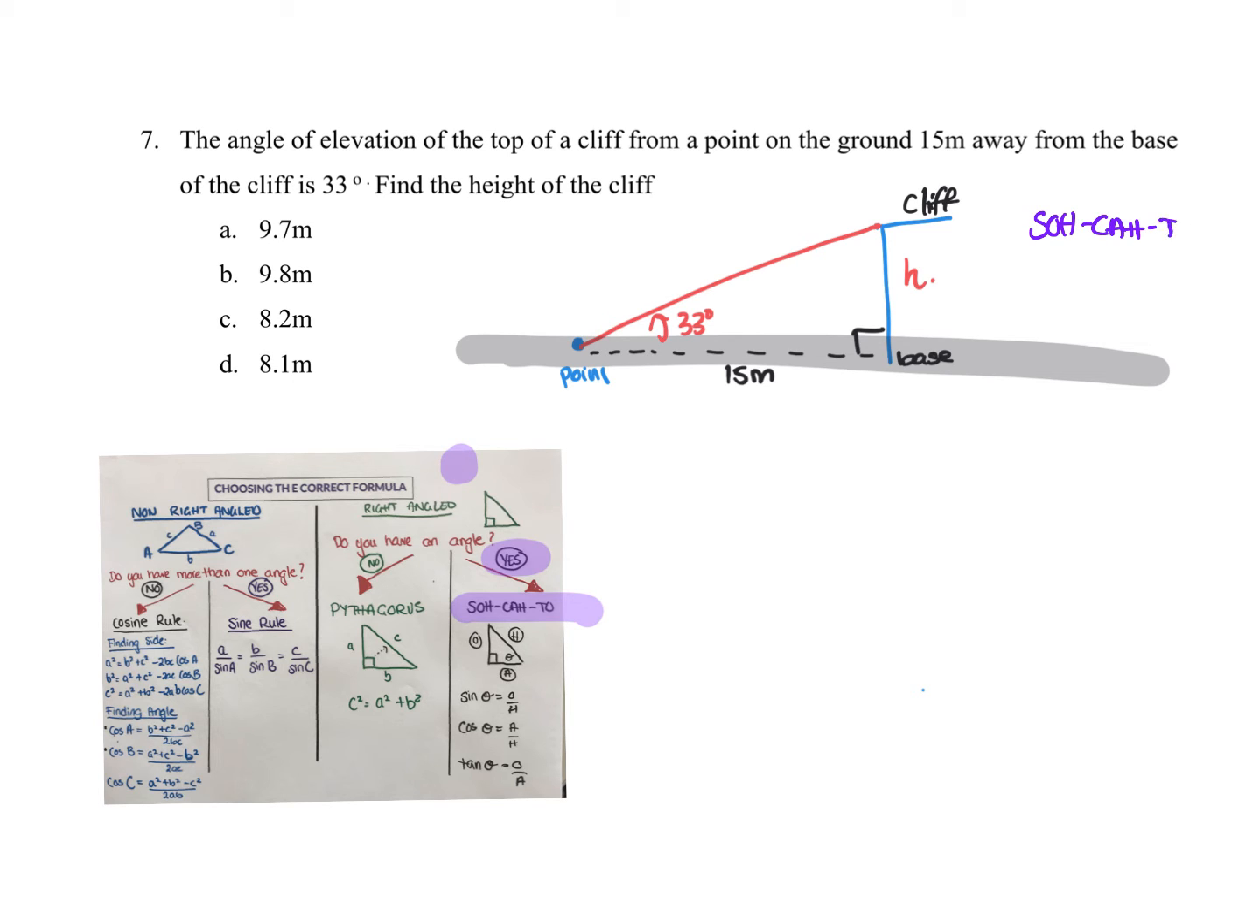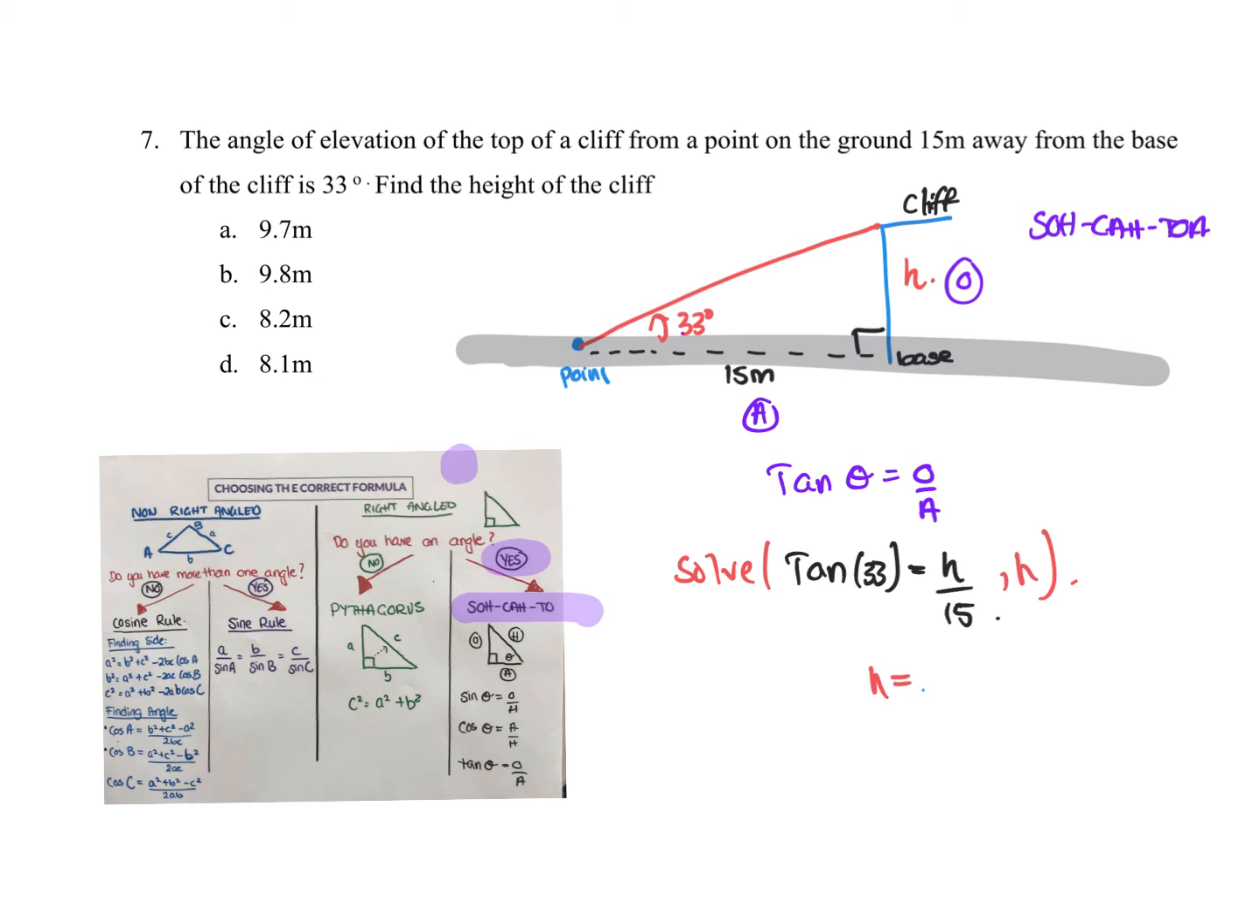And so now you don't know that, let's label it up. So we've got the opposite side and we've got the adjacent side. So we're going to use tan. So we're going to use tan angle equals O over A. Then you're going to substitute in. So you know tan 33 equals H over 15. And then once you get to this bit, we can just do solve and comma H. So I'll let you do that and you should work out what the height of the cliff is.